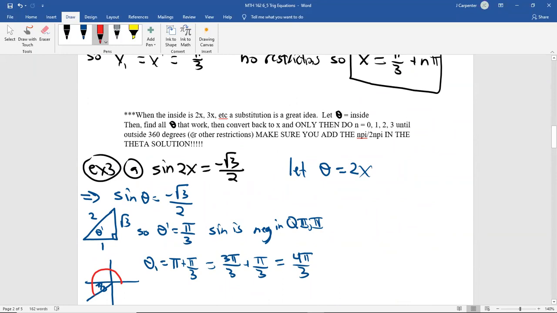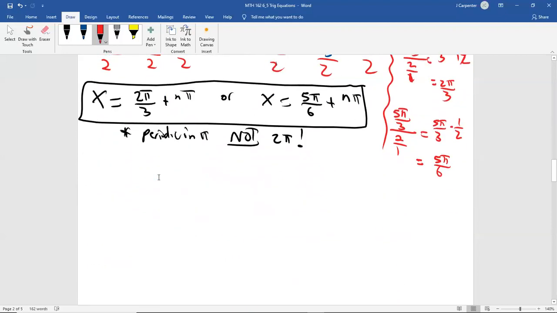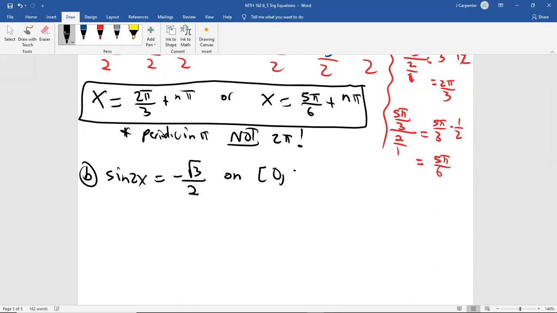Now what I said is I'm going to take this exact same problem and I'm going to give it a restriction, the same restriction we've already seen at least once. I'm going to say it's bounded from 0 to 2 pi. All right, so for B, we're going to solve sine of 2x equals, what was it, negative? I think so, yeah, negative square root of 3 over 2. But now it's going to be on 0 to 2 pi.